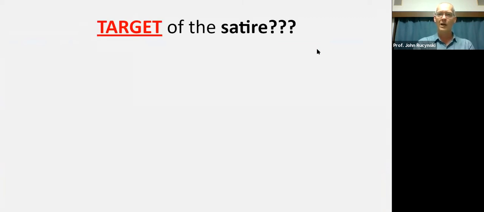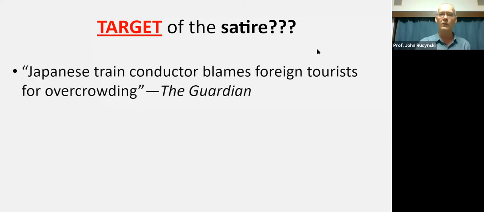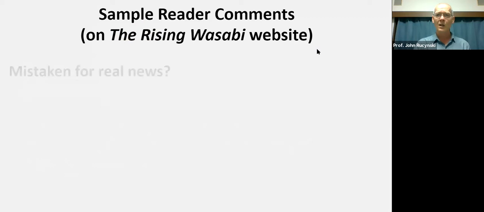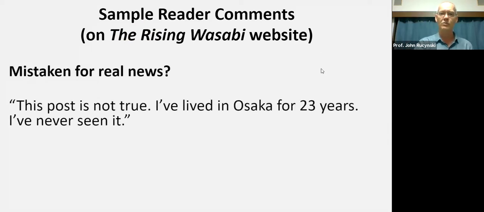So many of my Japanese students did not know the target of this satire. And this is the real headline: a Japanese train conductor apologized for having too many foreigners on board, which was very ironic because this train was going to Kansai Airport. But The Rising Wasabi thought, as foreign residents of Japan, we're a little offended by this news, so let's make satirical news out of it. But interesting, under that, some people had commented, you know, this is not true.